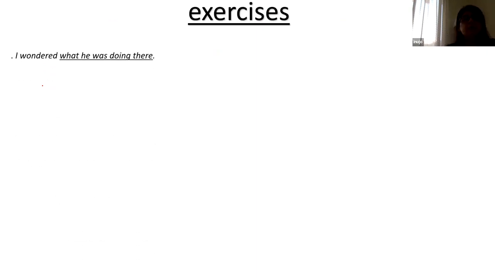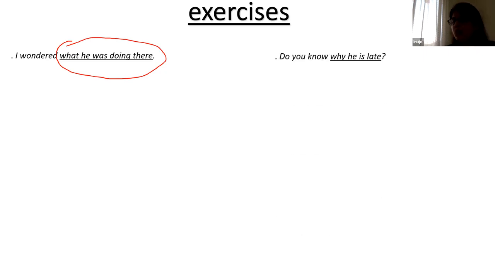Now, I wondered what he was doing there. Let us try to understand this first, right? The underlined part is your noun clause. Now, first tell me whether this noun clause is performing the function of a subject, object, preposition, complement, or appositive. So, the first question is, I wondered what he was doing there. Here, children, what he was doing there is performing the role of an object. So here the noun clause, what he was doing there, is performing the function of an object.